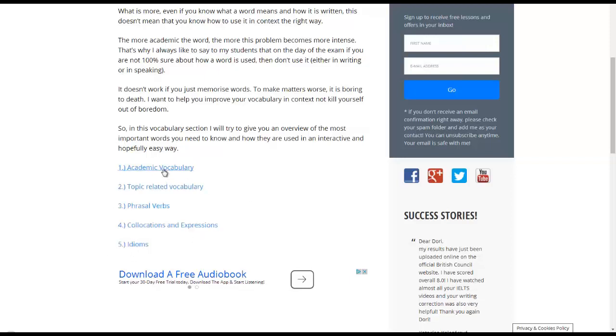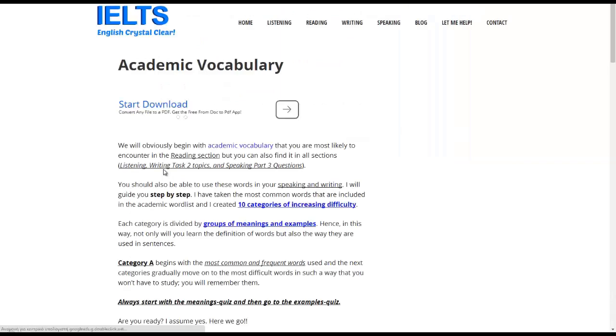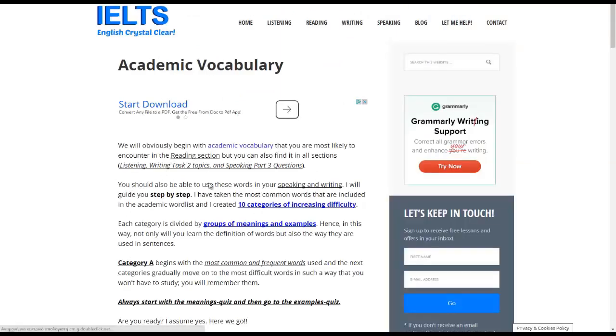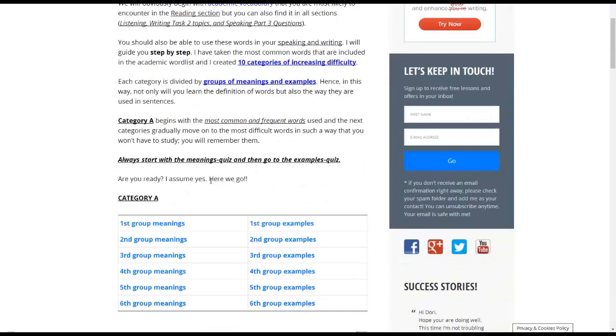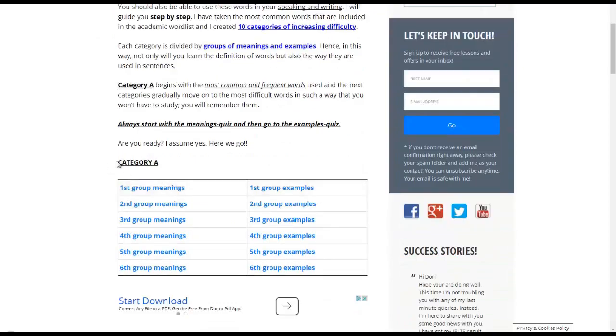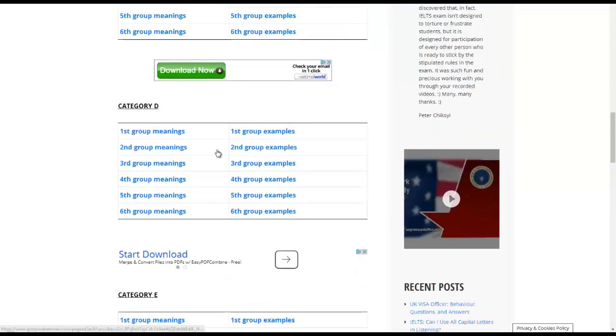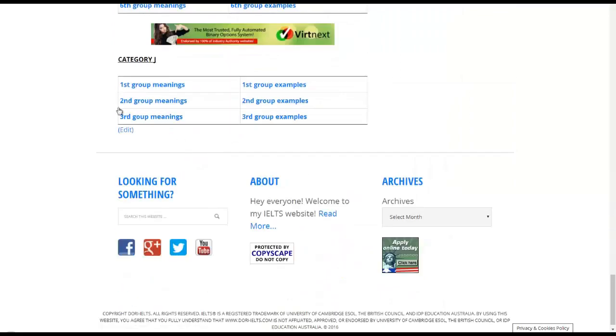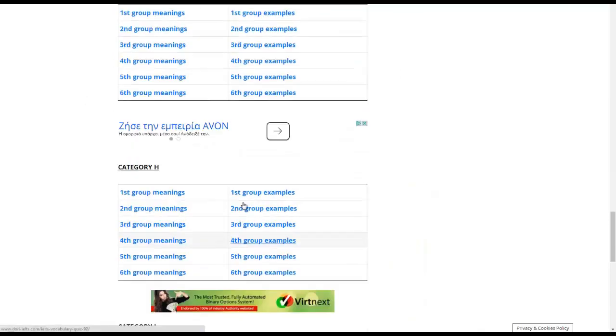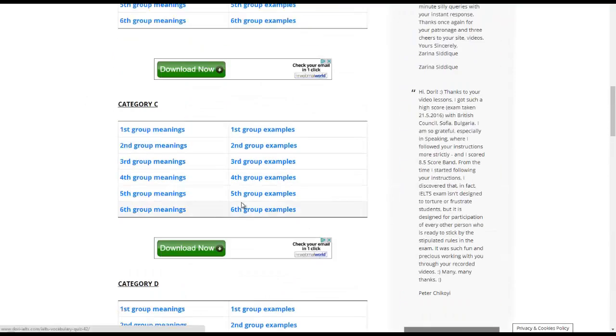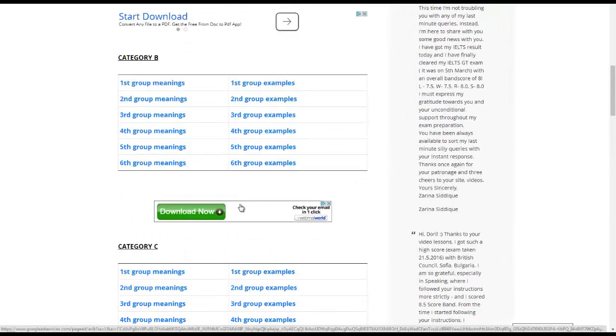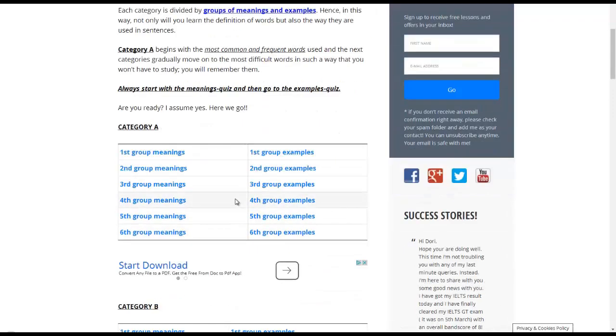So let's check number 1, academic vocabulary. Now I'll explain again a little bit of what you can do. Here are 10 categories, from category A all the way down to category J. These 10 categories have separated the words of the academic word list in increasing difficulty. For example, category A is the easiest, while in the last category more difficult words are included.